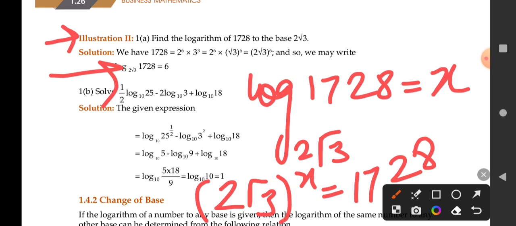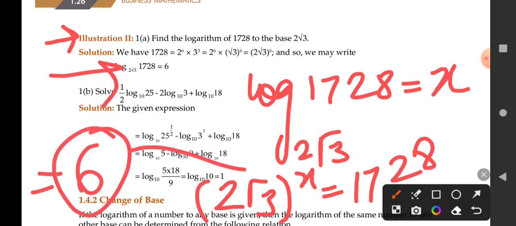So let's see. On your calculator, press 3 root into 2 equals to. This is the first time already. Now multiply and count the number of equal to until you get 1728. 1, 2, 3, 4, 5. Okay, 5 times plus the first time. So you got it for the 6 times. So that means x is equals to 6. Okay.